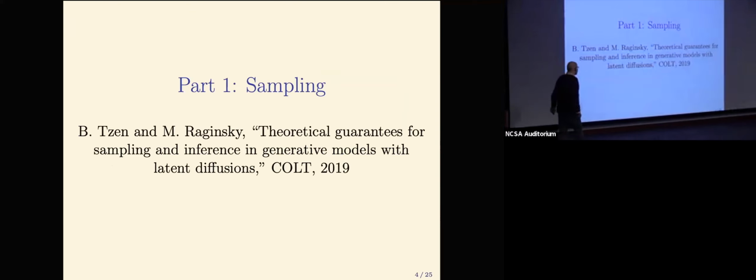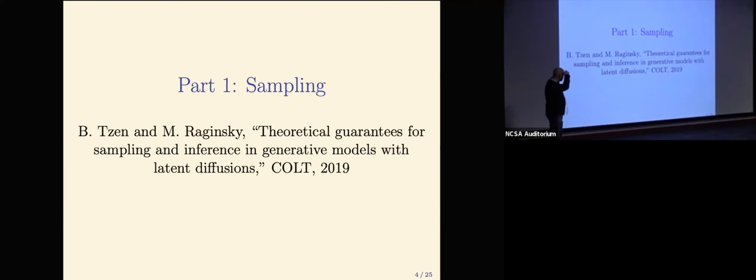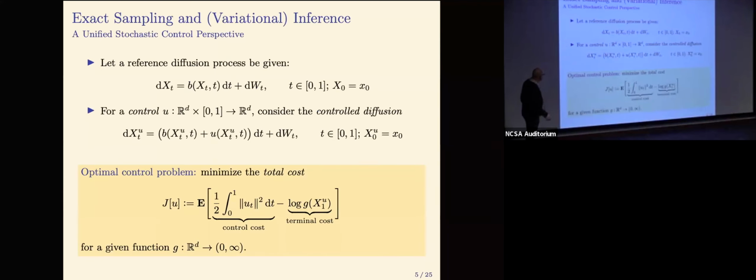Part one is sampling, and this is based on a paper with Belinda. Like I said, the year is 2019. And the title is Theoretical Guarantees for Sampling and Inference in Generative Models with Latent Diffusions. So as you can see, all of the words are there, but I'm a theorist. I'm very bad at marketing. So if I had used the words diffusion models in this title, who knows? But I didn't.